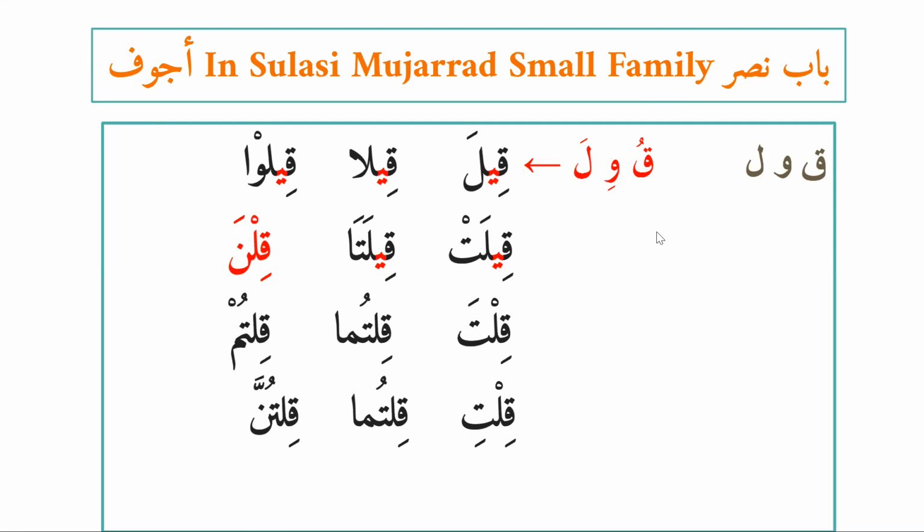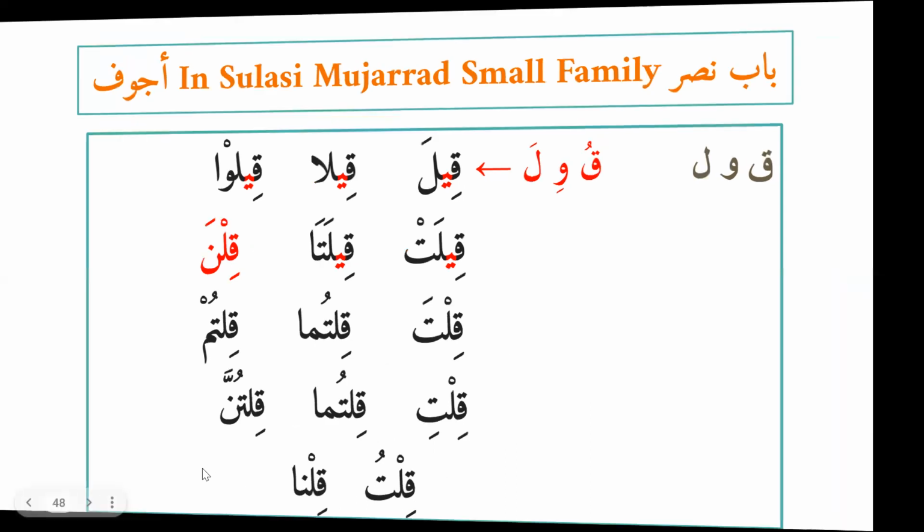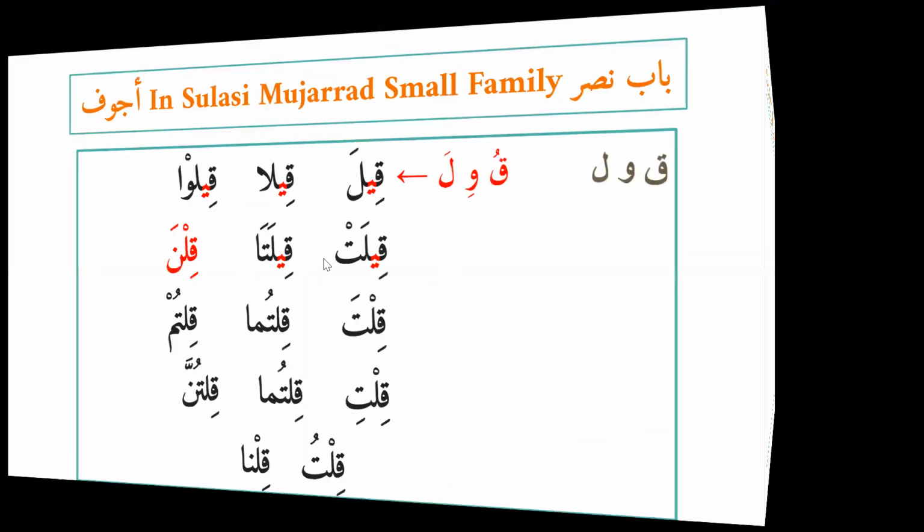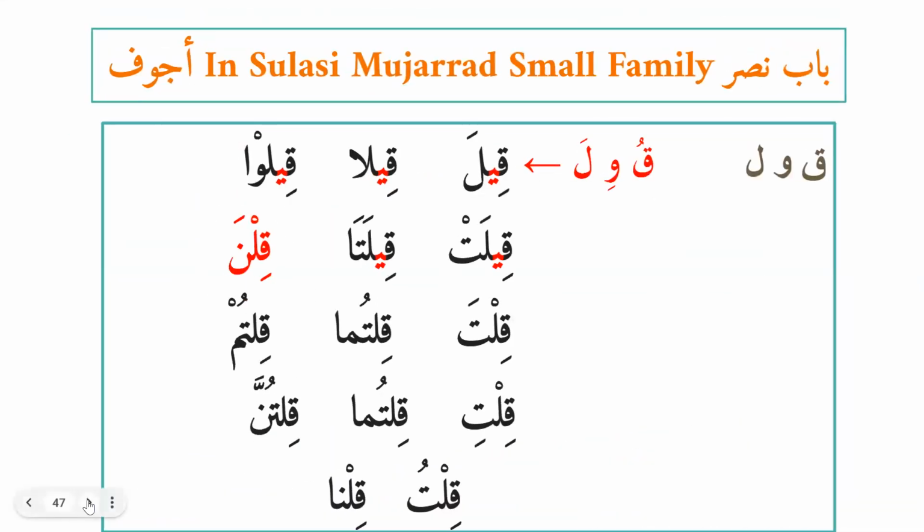Okay, so that's how the past passive is. So past passive, instead of quvila, it is qila. Qila. He was told. Qilta. You were told. Qilti. You were told when you are talking to a single female. And ana qiltu, nahnu qilna. So this was fi'l madi mabni lil majhul in Ajwaf.